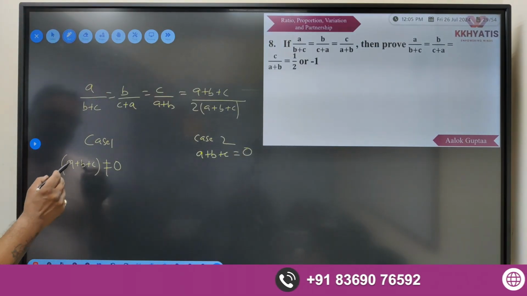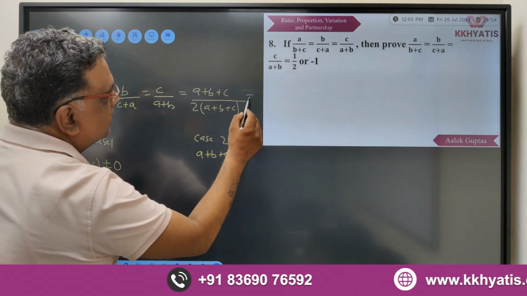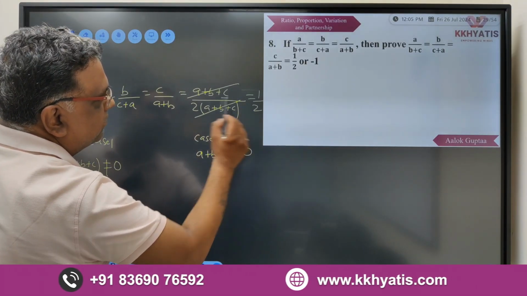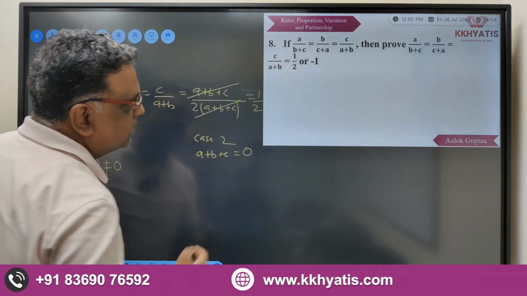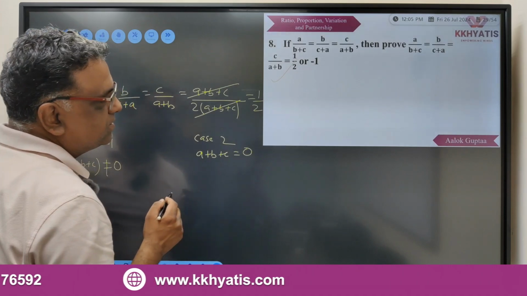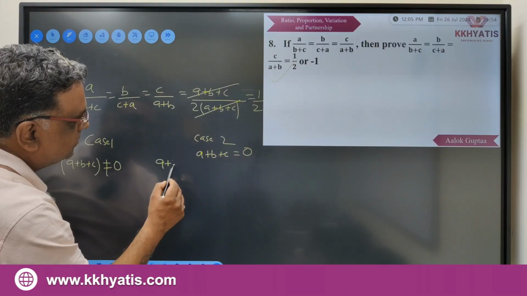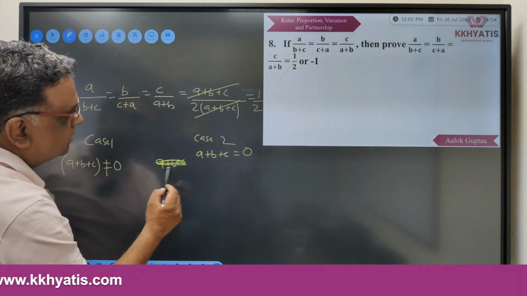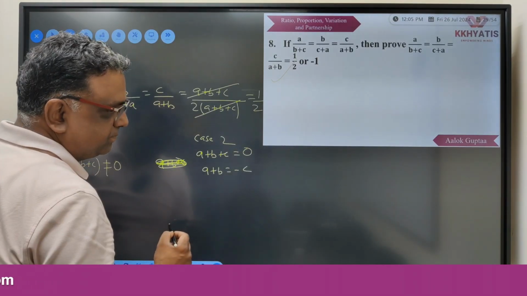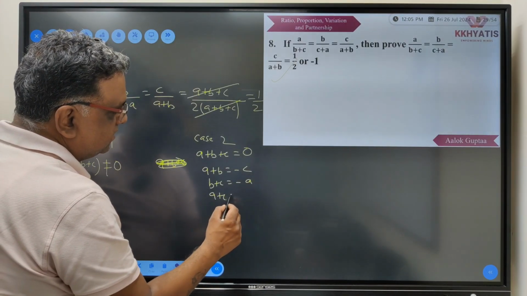So if a + b + c is not equal to 0, then in that case I can cancel this out, and this ratio will become 1/2. Which means the first part I have proven: it equals 1/2. Now let us see what happens if a + b + c becomes 0. In that case, a + b equals -c, b + c equals -a, and a + c equals -b.